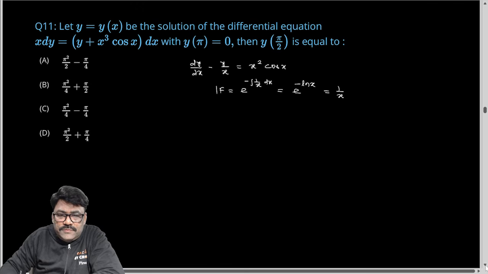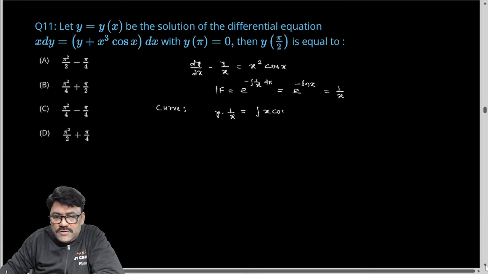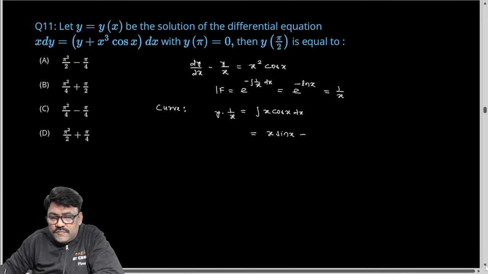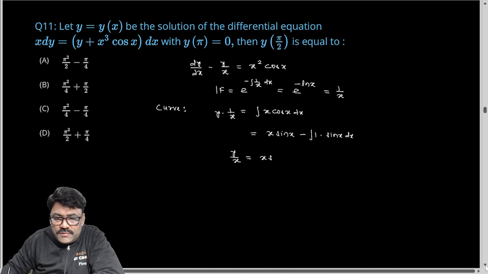So what will be the curve or solution? Left side y into integrating factor, right side q into integrating factor, which is x cos x dx, q into integrating factor. Now let's use integration by parts here. The first function x, integration of cos x is sin x, derivative of first 1, integration of cos x sin x. So finally your curve is y by x is x sin x plus cos x plus c.